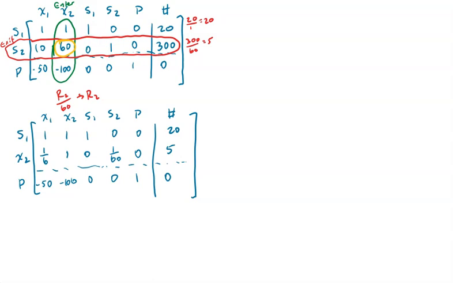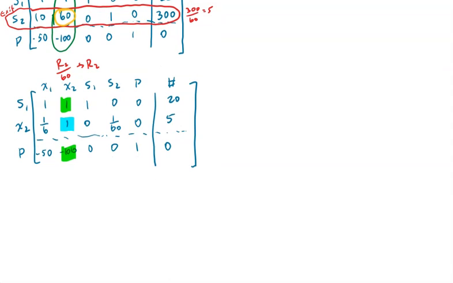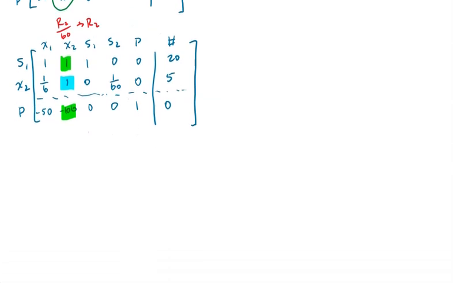All right, we have our 1. So now we need to get everything above and below it to 0. We're going to need 2 row operations for that. We're going to do negative 1 times row 2 plus row 1 replaces row 1, and positive 100 times row 2 plus row 3 replaces row 3.